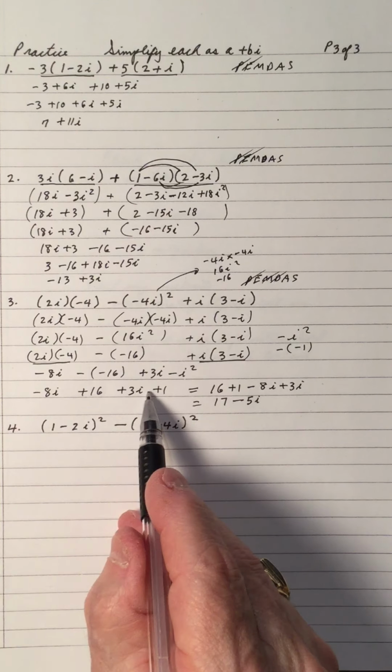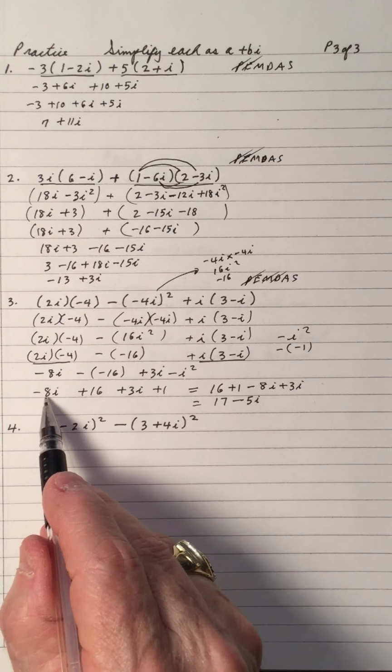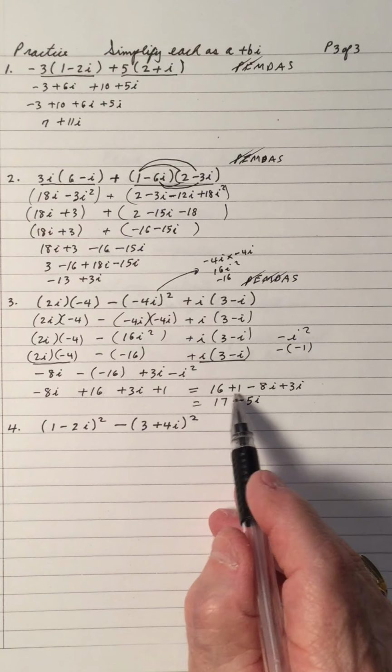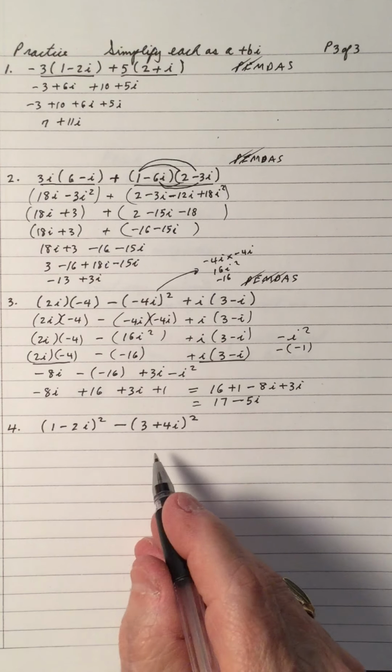Again, I could have gone from here right to here by adding 16 and 1 to get 17, and adding negative 8i and 3i to get negative 5i. But if I get used to grouping them together, then I won't make a mistake.